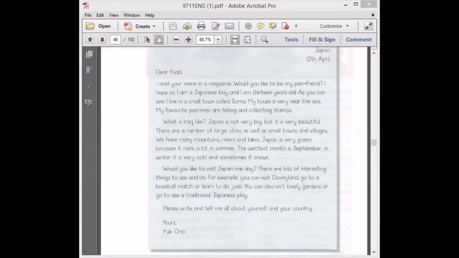There are a lot of interesting things to see and do. For example, you can visit Disneyland, go to a baseball match or learn to do judo. You can also visit lovely gardens or go to see a traditional Japanese play. Please write and tell me all about yourself and your country.